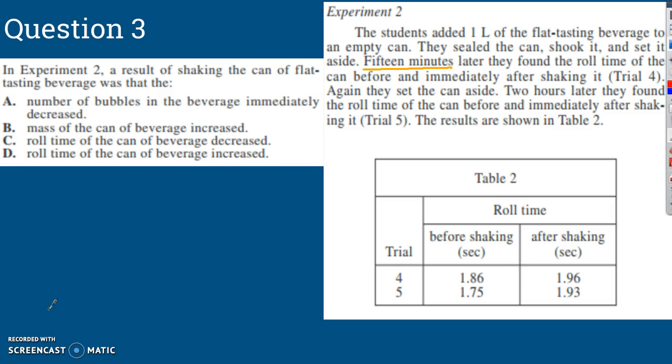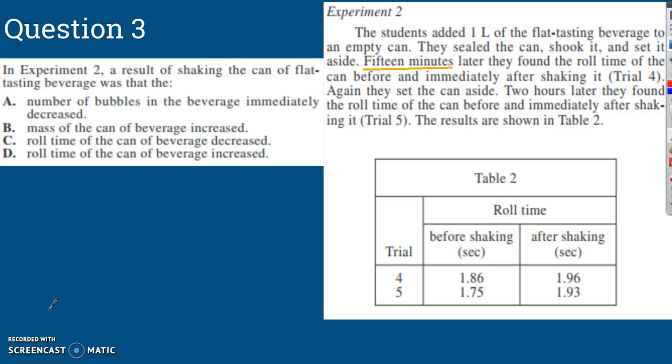Alright, so this is now question 3. In experiment number 2, what was the result of shaking a can of flat tasting beverage? So we're looking at experiment number 2, and they sealed the can, shook it, and set it aside, and then 15 minutes later they found the roll time of the can before and immediately after shaking it. That's in trial 4 there.